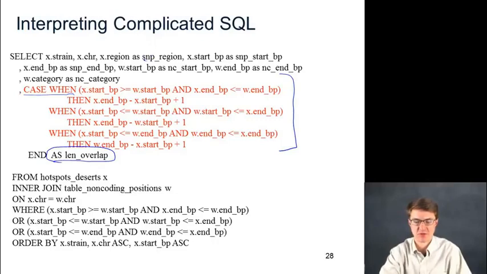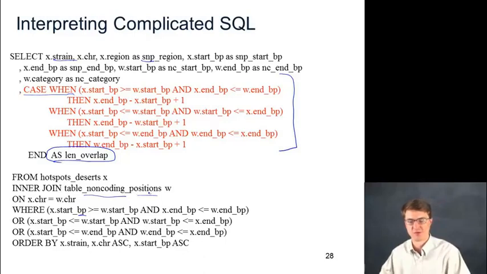There's SNP region, which stands for single nucleotide polymorphism, and there's strain that may give you a hint, and BP is base pair, and non-coding regions, non-coding positions gives you a bit of a hint if you've done any work in bioinformatics. But if you haven't, that's okay. Point is, length of overlap appears to be the name of this thing.